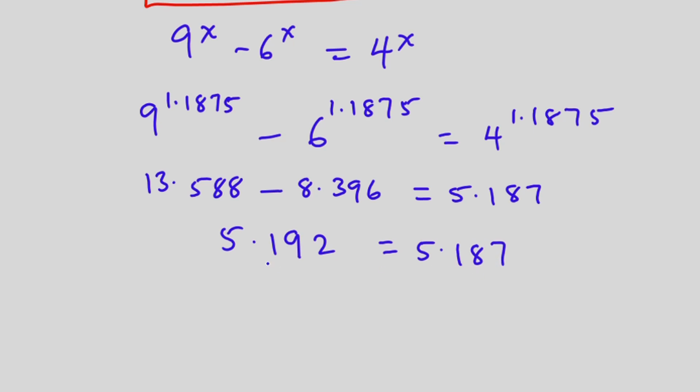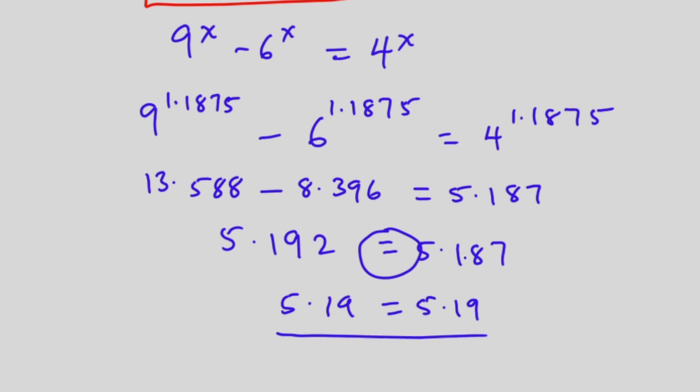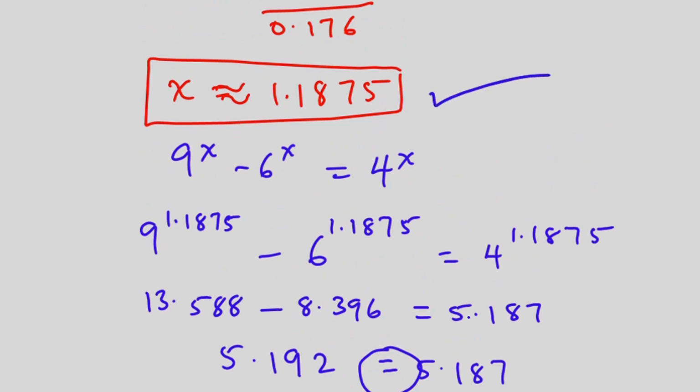You can see they are not the same, but as soon as we round all of them to two decimal places, we're going to have 5.19, which is the same as 5.19. So basically, they are the same when we round them to two decimal places. Here it changes a little bit, but in two decimal places, we have the same thing. So it means that the value of x is approximately equal to this one, which is correct.